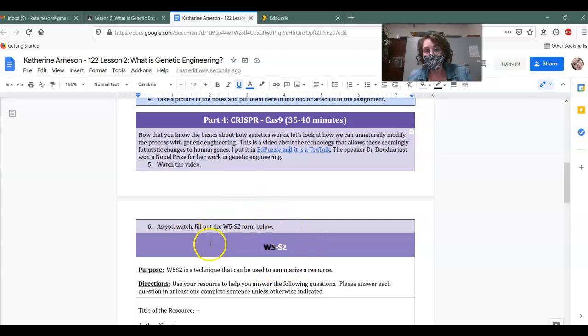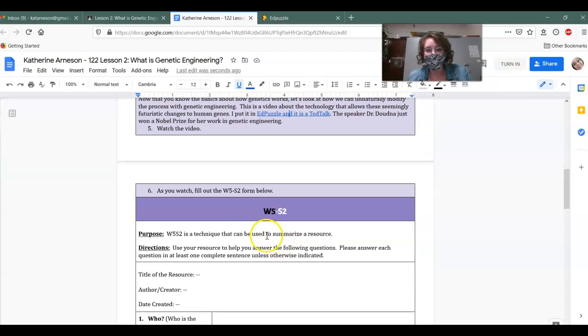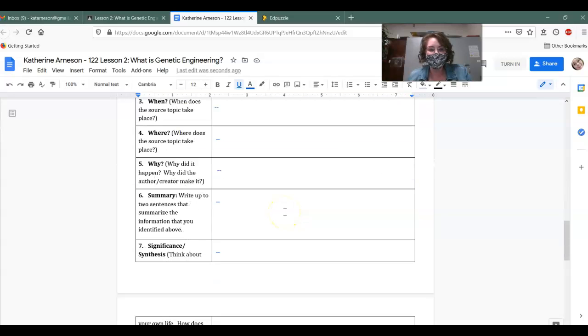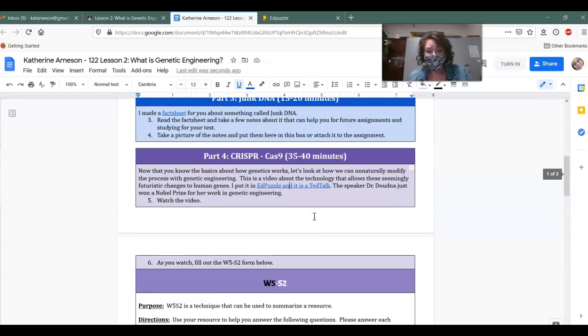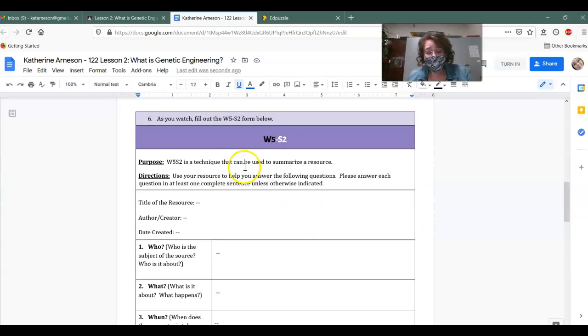And this is a W5S2 activity. So when you do a W5S2, you are looking at the who, what, when, where, and why of the document. And then there's two parts for S, the synthesis and the significance, or the summary is what it's called right here. So you have to watch the video.